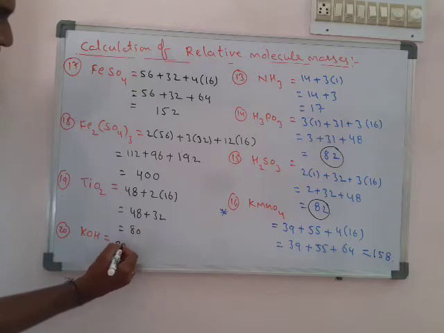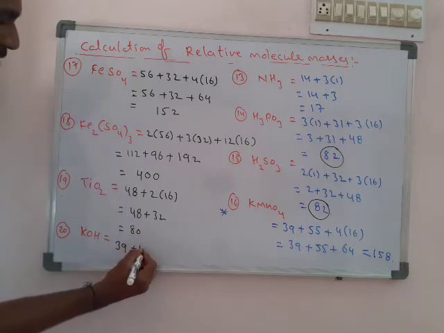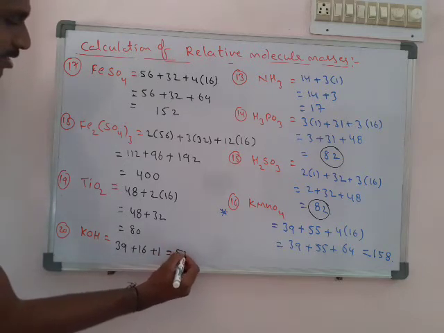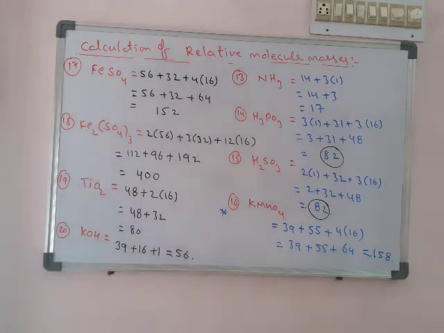Potassium hydroxide is 39. Oxygen, how much? 16. Hydrogen 1. Total how much? Okay, 56.